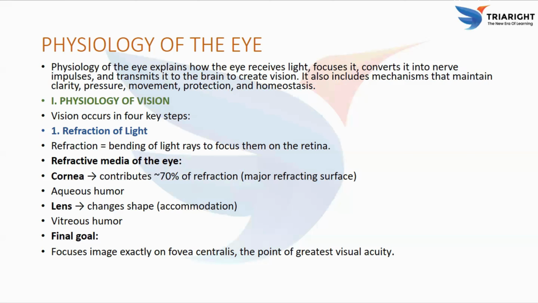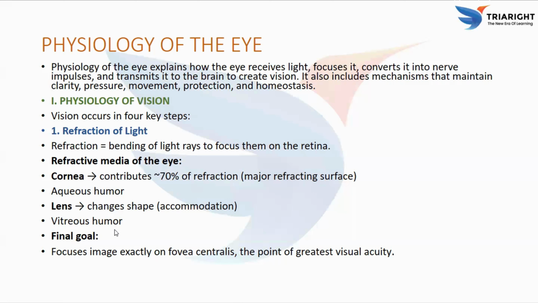Accommodation means the lens changes its shape to focus on objects at different distances. Like in the case of near vision, the lens becomes more rounded, whereas in the case of distant vision, the lens becomes flatter. This is controlled by the ciliary muscle plus zonular fibers. So the fourth structure is the vitreous humor, a gel-like material filling the vitreous chamber.